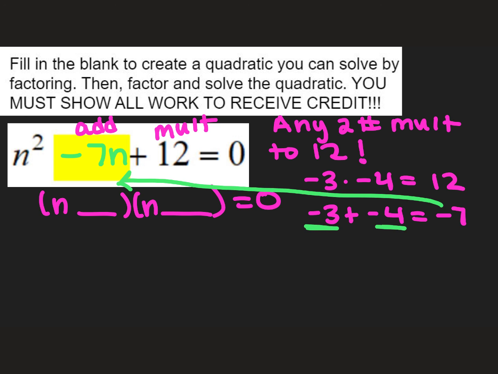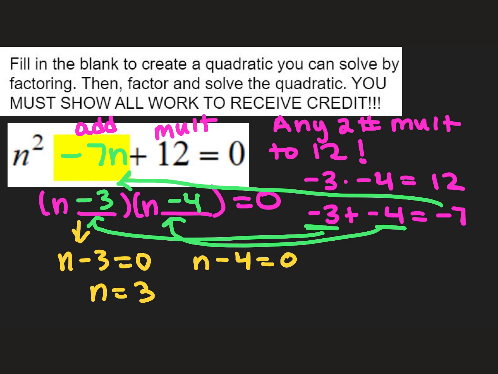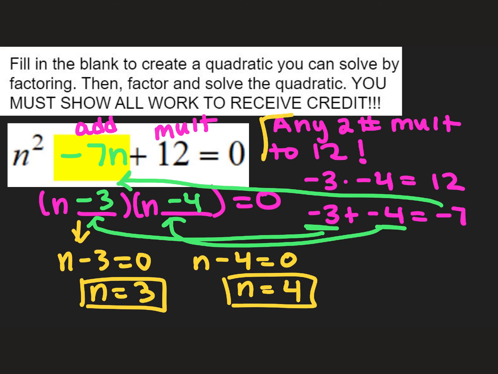And these numbers I'm going to fill in to the blanks. So I'll have minus 3, minus 4. Then I would finish solving like I would any problem. So we have n minus 3 equals 0, so I get n equals 3, and n minus 4 equals 0, I get n equals 4. So again, while your answers really may vary, it's all based on the fact that you're choosing two numbers that multiply to 12.